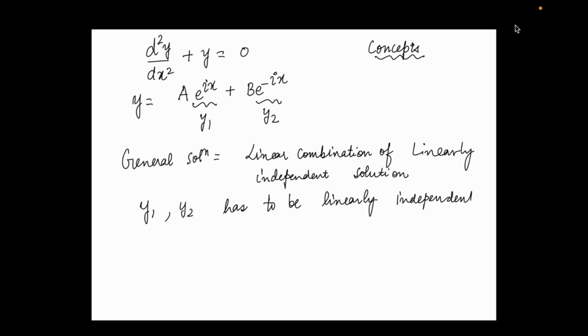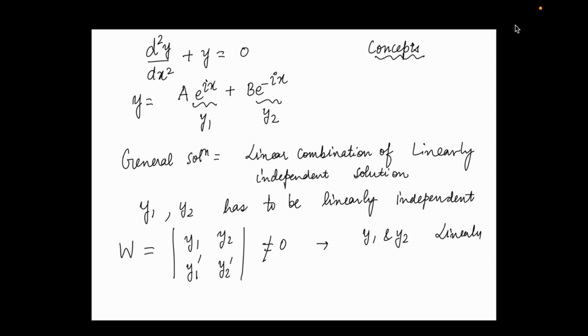Now the condition for that, which we always use, is to write the Wronskian corresponding to this. This quantity has y1 and y2 in the first row, and the derivatives of those in the next row. If this is non-zero, then your y1 and y2 are linearly independent. So let's check it one by one for each option.